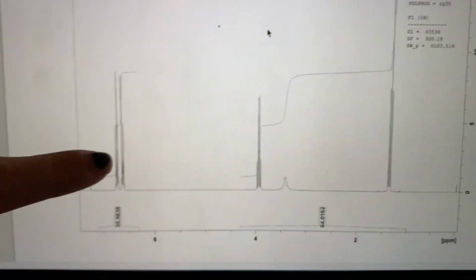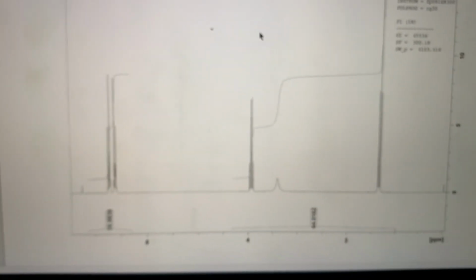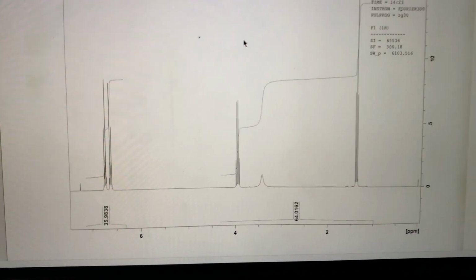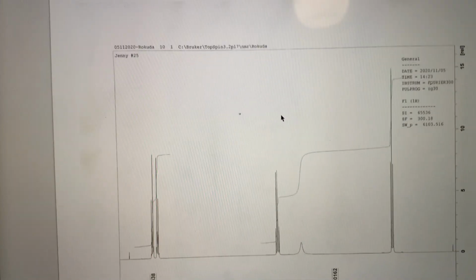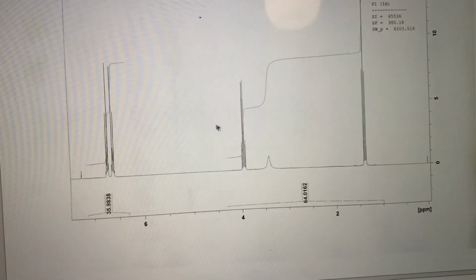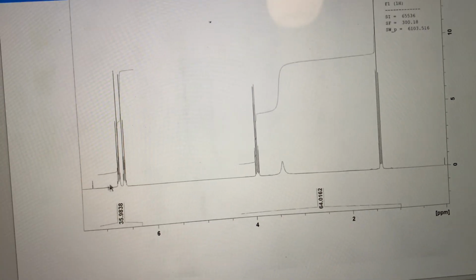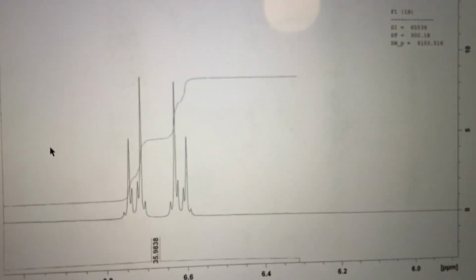And as you can see, there were 1, 2, 3, 4, and 5 different independent peaks, which signified that there were 5 unique hydrogens in my compound. And since they're really spread out and the peaks are really small, I'm going to show you these two first. This is what it looks like.